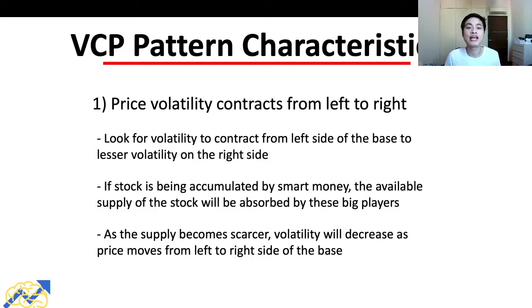The first characteristic of a VCP pattern is that price volatility contracts from the left towards the right. So we want to look for price volatility to contract from the left side of the base to the right side of the base. And the reason why we want to see volatility contracting is because if the stock is being accumulated by smart money or the institutions, the available supply of the stock will be absorbed by the appetite of these big players. And as the supply becomes more scarce, volatility will decrease as price moves from the left side of the base to the right side of the base.